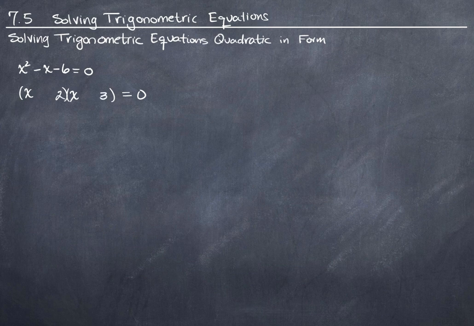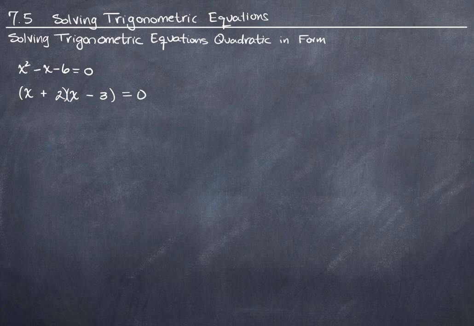And then if I were given this and asked to FOIL it and get this as a result, I'd have x squared, and I'd have a 6 back here, but it's negative, so one of these has to be negative. I'd also have a 2x and a 3x, and these have to add up to negative x. So I'm going to want positive 2 and negative 3 x's. That means this factors like that.